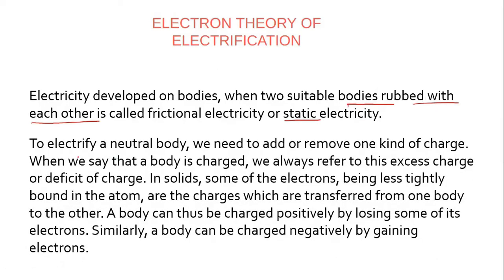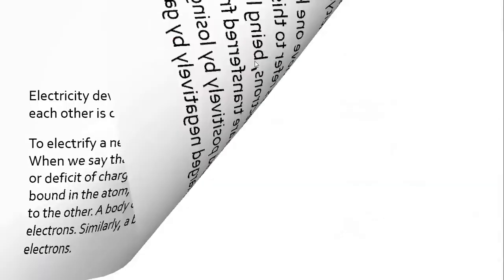Now, in order to electrify a neutral body, the body can have an excess of charge, or it can have a deficit of charge. A body is charged positively by losing some of its electrons, and a body becomes charged negatively by gaining some electrons. So what is the key statement here? A body becomes positively charged by losing some of its electrons, and a body becomes negatively charged by gaining some electrons. This is called the electron theory of electrification.